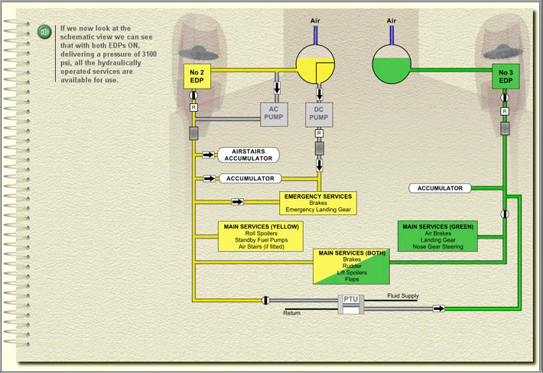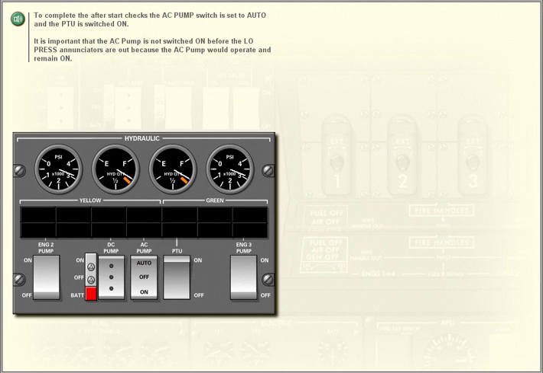If we now look at the schematic view, we can see that with both EDPs on, delivering a pressure of 3,100 psi, all the hydraulically operated services are available for use. To complete the after-start checks, the AC pump switch is set to auto, and the PTU is switched on.